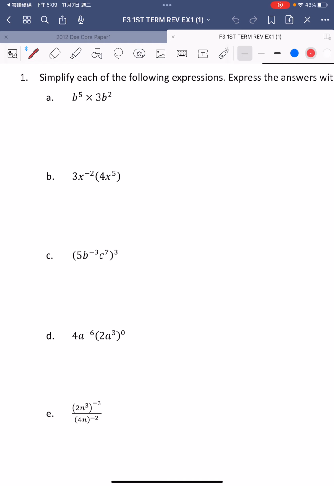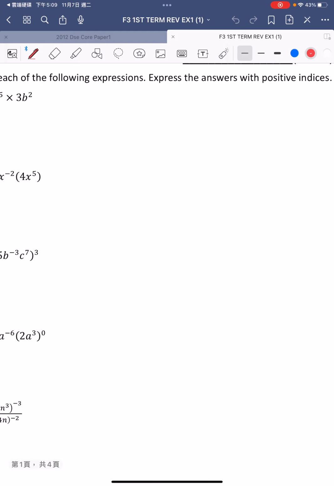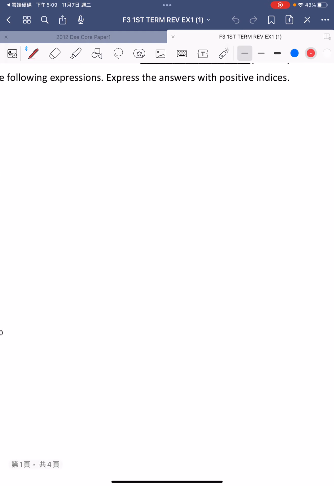For the first question, we're going to simplify the following expressions, and the main thing is to express the answer with positive indices. If you have something like a to the power of negative 6, you have to change it back to 1 over a to the power of 6. I don't want any indices to be negative numbers. Lots of students made this mistake, so please make sure you don't make it next time.